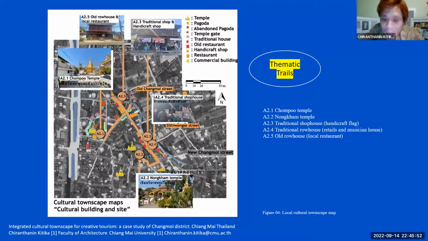Secondly, I asked the people who live in and also the business owners about the way they use the area in everyday life. Where is the shop? Where is the local shop? Where is the temple that you always go to? And I found that Chiang Mai has two strong communities, and these two strong communities gather by the temple, as shown in this cultural mapping.